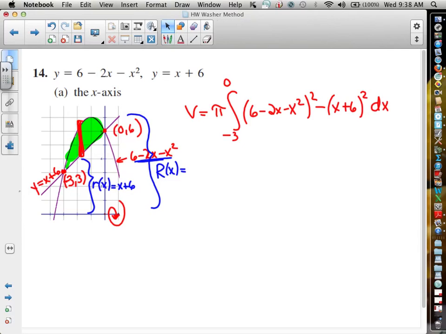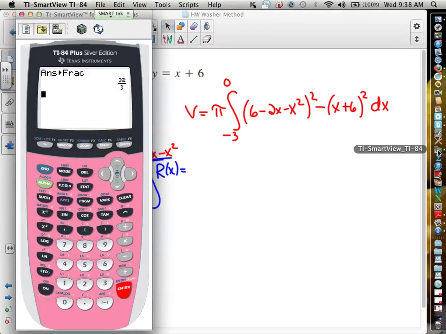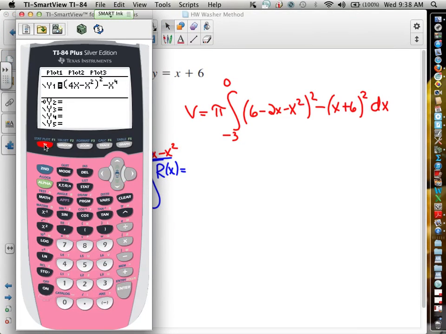Okay. Again, I can put this right into the calculator, so let's do that. So in y equals, I'm going to clear out this last one, 6 minus 2x minus x squared. And then I'm going to square that. And then minus my little radius, which was x plus 6.